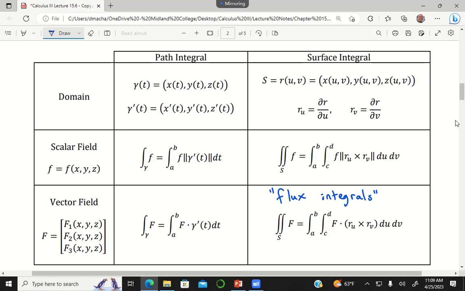Or, I'm not a physicist, so I don't exactly know what I'm talking about. But the word flux comes from physics, and if you take these kinds of surface integrals over vector fields in physics, they often use the word flux to describe what you get.